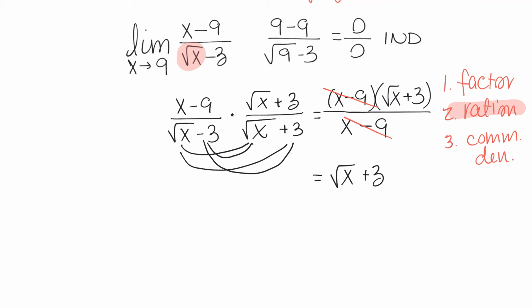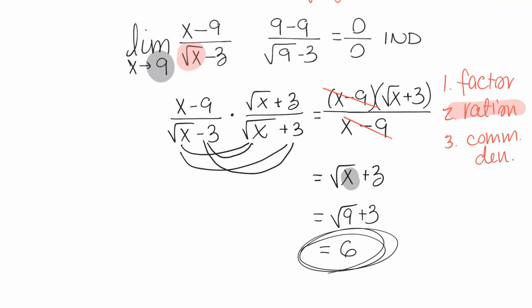Now that something's been canceled, I am going to substitute in my 9 again. Root 9 plus 3, and hopefully this time I won't get indeterminate and I'll get a value. The square root of 9 is 3, plus 3 is 6. And that, my friends, is the limit. That is how you find the limit by rationalizing. In this case, what we were rationalizing was in the denominator, but that's not always the case. Sometimes it's in the numerator.